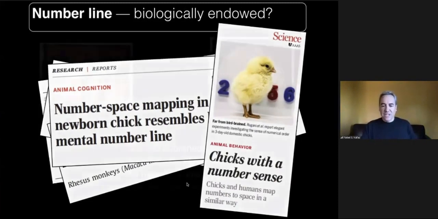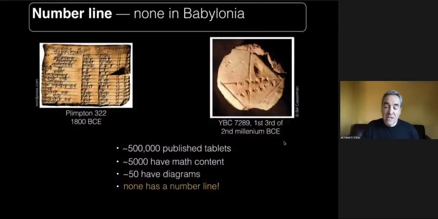Of course, we need to be careful because when we look at the history, we realize that there are no number lines, let's say, in the mathematically savvy Babylonians. You have about 500,000 published tablets. Only 5,000 of them have math content. The rest are contracts and legal documents and so on. 50 would have some kind of diagrams of this sort, but there's not a single number line that has been found.